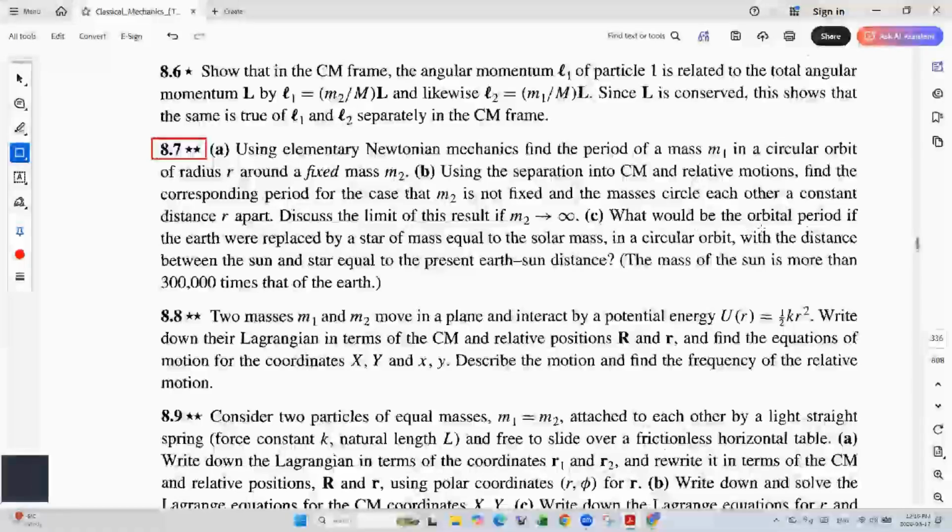What would be the orbital period if the Earth were replaced by a star of mass equal to the solar mass in a circular orbit with the distance between the Sun and the star equal to the present Earth-Sun distance?